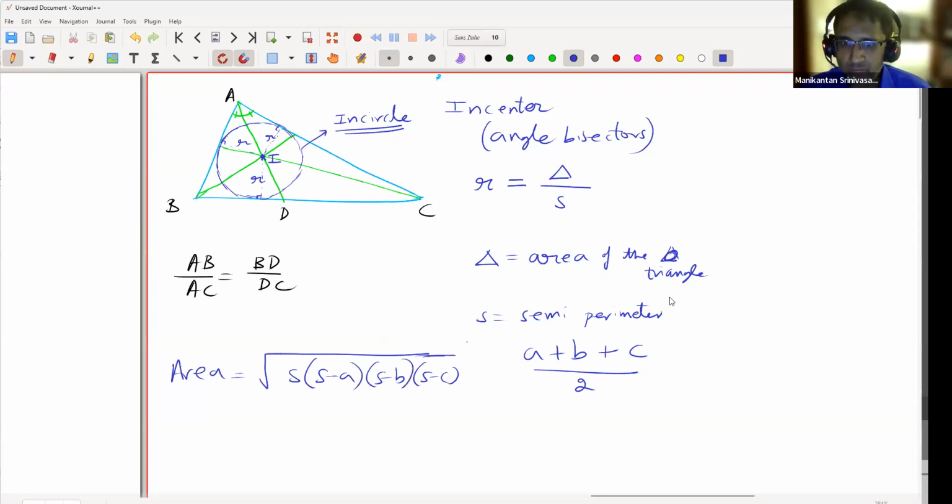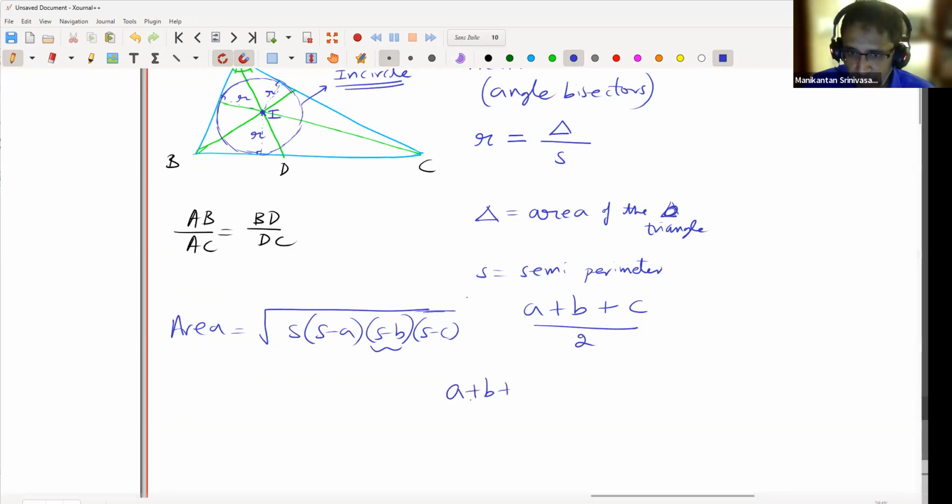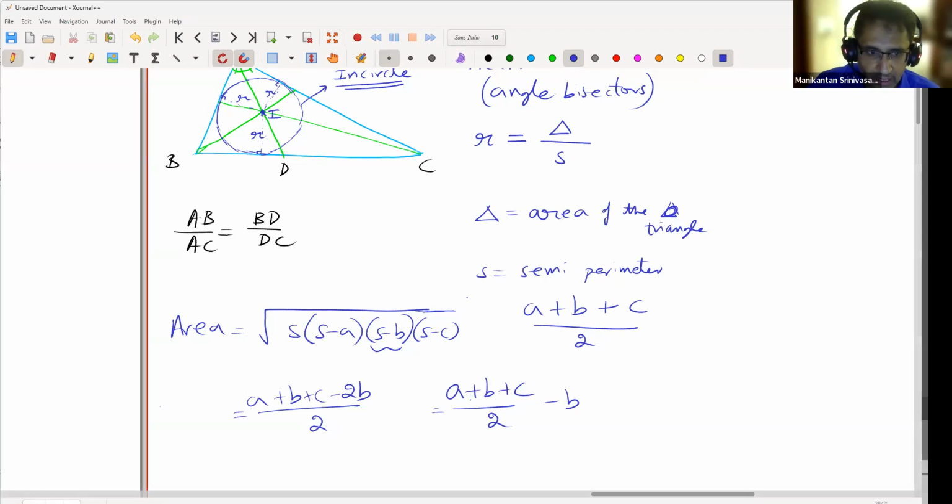Now, one confusion might come up in Heron's formula. What if S minus B turns out to be negative, let's say? It's A plus B plus C by 2. When I subtract B, how am I guaranteed that it won't be negative? It won't be negative for a reason. If I do A plus B plus C by 2 minus B and take a common denominator, it becomes A plus B plus C minus 2B, so it becomes A plus C minus B by 2. But we said up front that the sum of two sides will exceed the third side. So A plus C is guaranteed to be more than B. Therefore, you won't have the violation of it being a negative number.